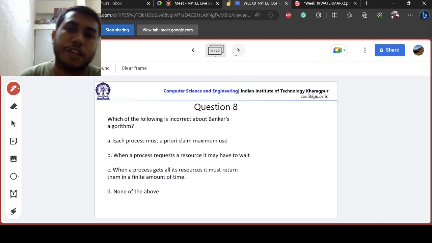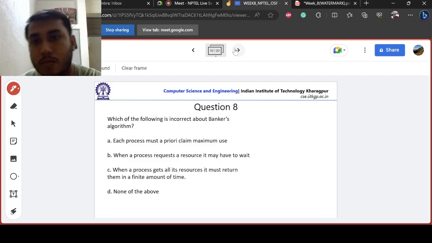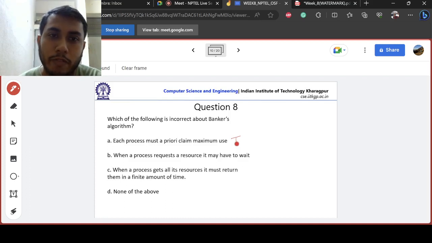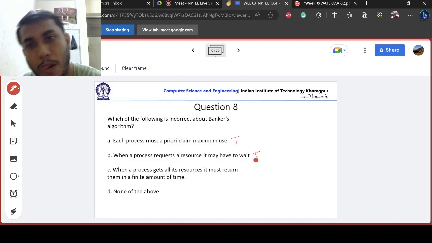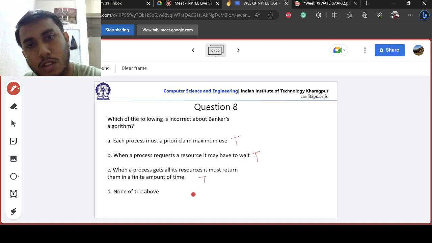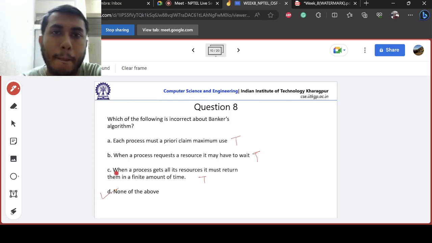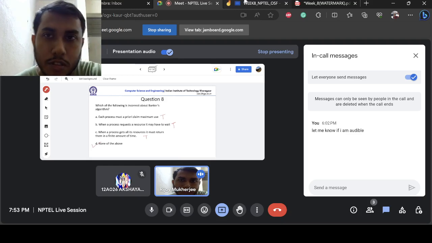Let's come to the next question, question 8. Which of the following is incorrect about Banker's algorithm? Each process must have a priori claim of maximum use. True, this statement is true. When a process requests a resource, it may have to wait. True. When a process gets all its resources, it must return them in a finite amount of time. True. So none of the above is incorrect, all of them are correct. Let's come to the next question.